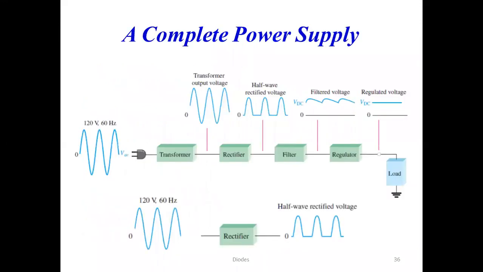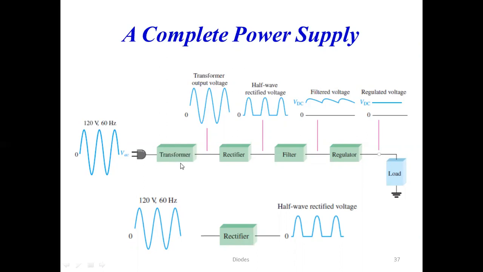A complete power supply. Students, for any electronic product, we require a power supply. Here I have shown the basic block diagram for a power supply. This input we get from the NECB. In India, we get 230 volt 50 Hz input from the NECB. So this voltage is given as the input to the transformer.